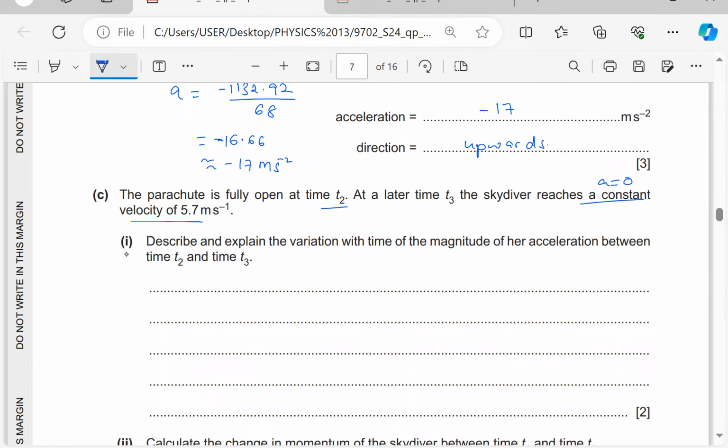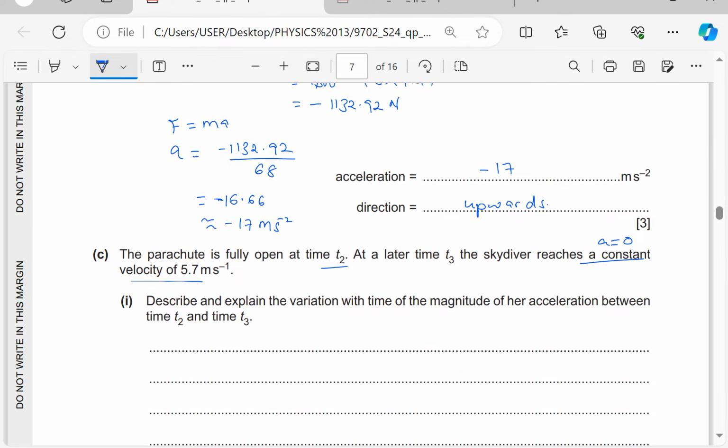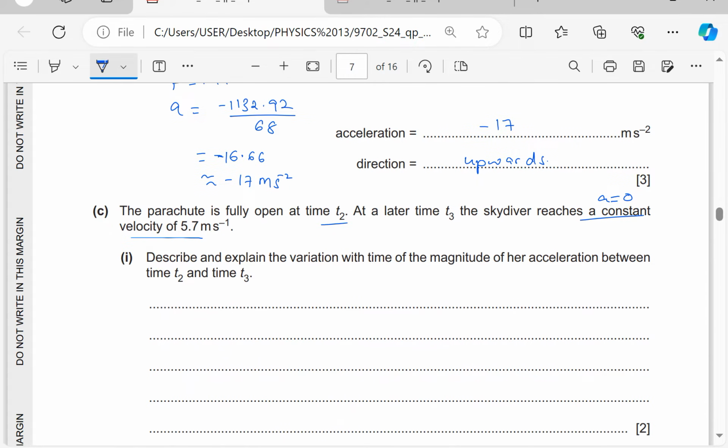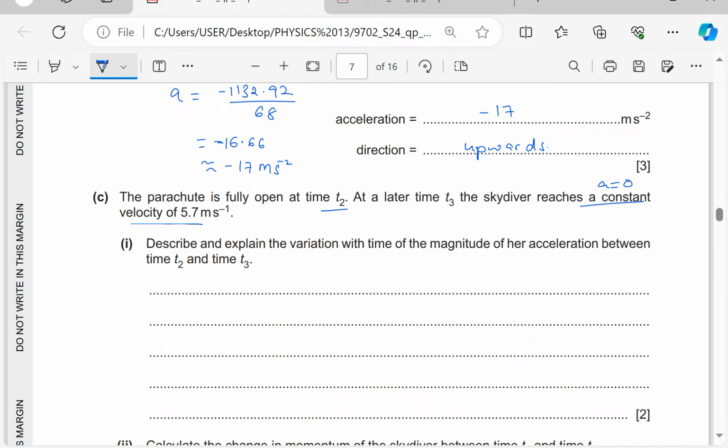And why does it decrease to zero? It means the drag force must have increased so that the resultant force on the parachutist decreases. As the parachutist slows down, the drag force is going to decrease, because remember, drag force, or air resistance, depends on speed. Because there was a deceleration, it was slowing down. But as they slow down, the drag force also reduces because it depends on the speed.